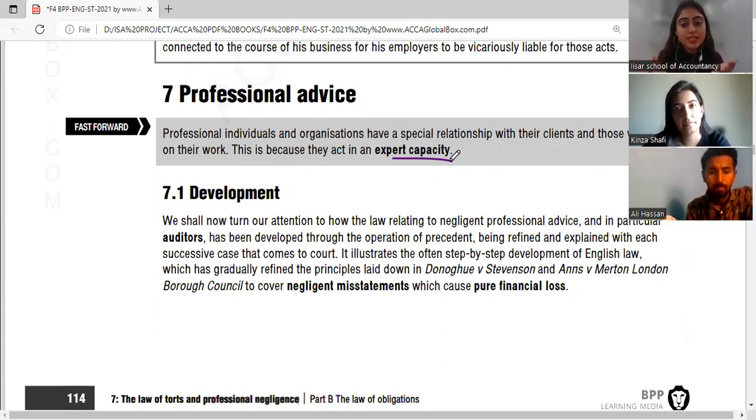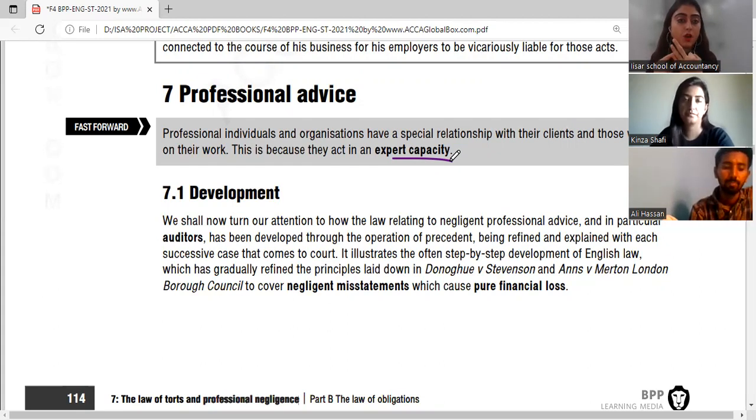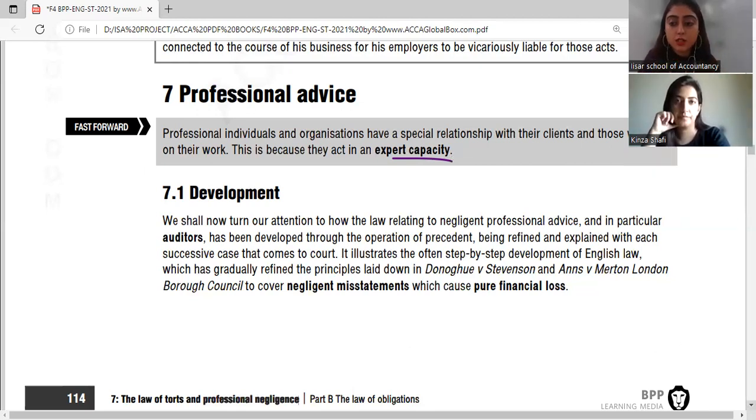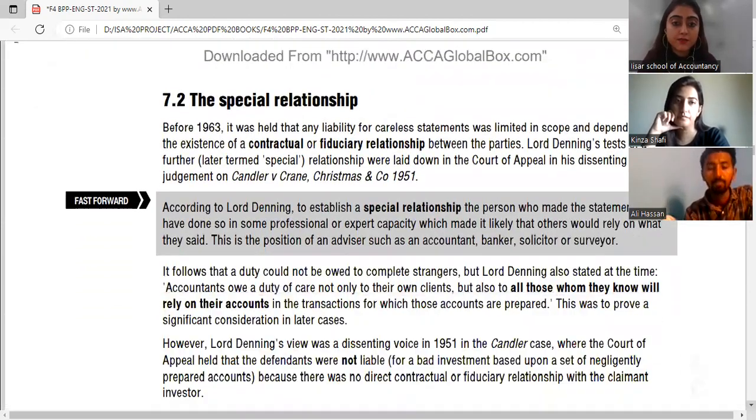Exactly. But the court will decide whether suing that person was justified: did he have any duty of care, did he breach the duty of care, and if he breached the duty of care, was the loss suffered because of his breach or not? Or was there a third party interference, or was he responsible for his own loss? So there comes in professional advice.